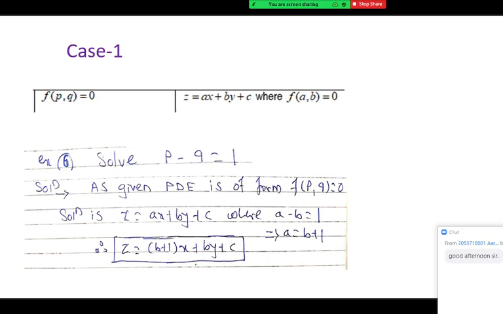Any doubt in the case 1? Is there any doubt? Anyone have any doubt in the case 1?